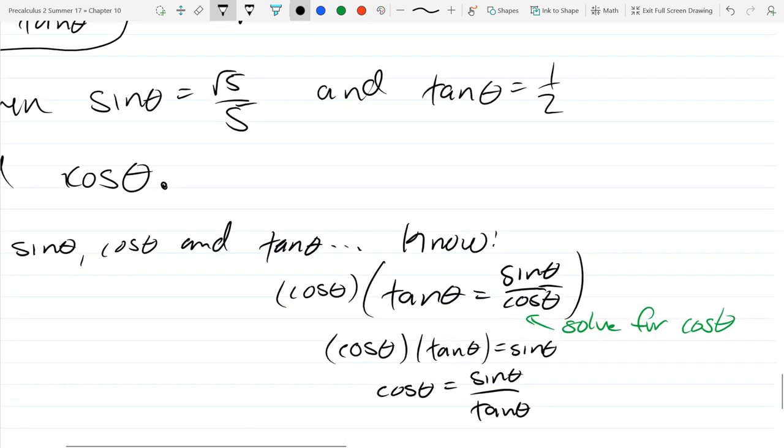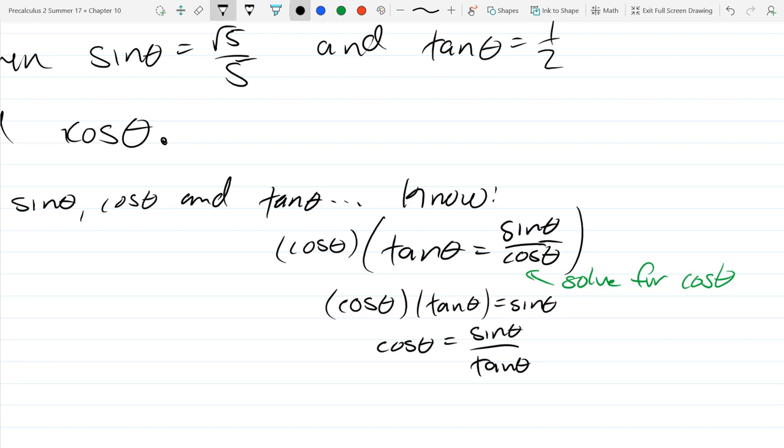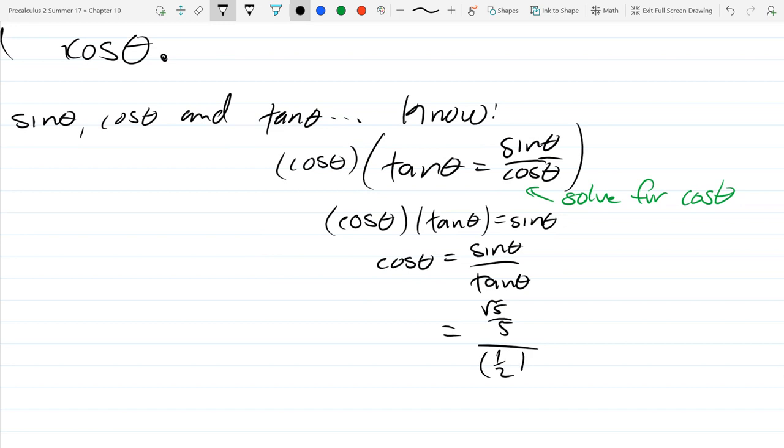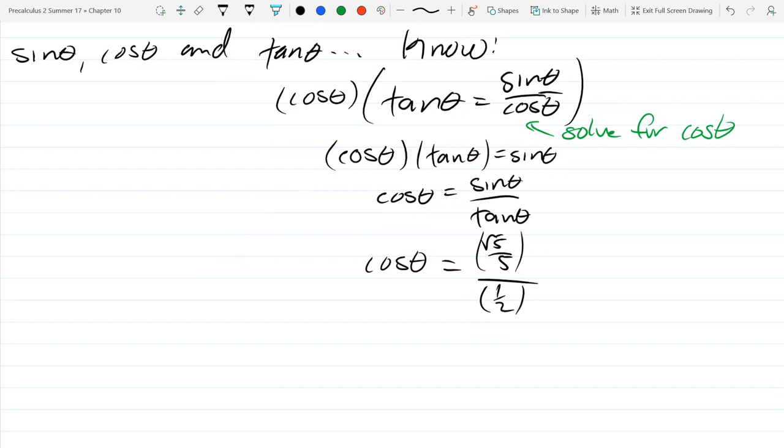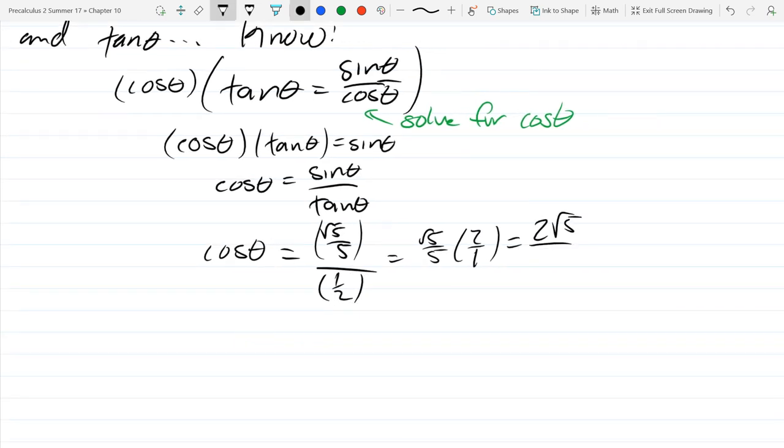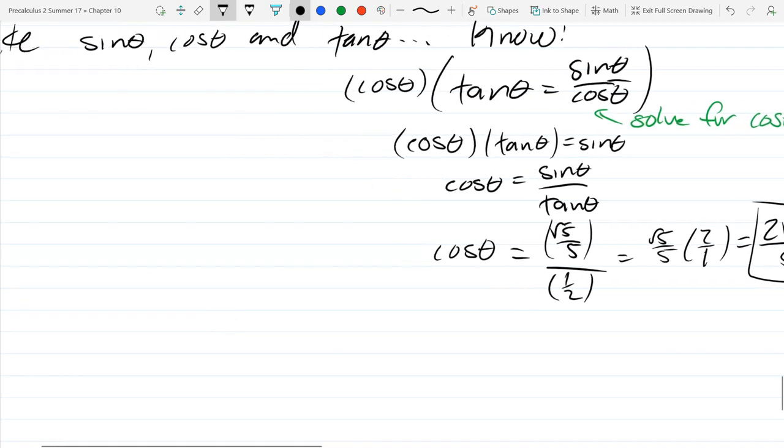Now, I know the values for sine and tangent, so I'm just going to take the two values at the top of the screen and drop them in. Sine is square root 5 over 5, divided by tangent, which is 1 over 2. This WebWork will accept unsimplified answers, but I do not want to see multi-story fractions as answers. So the only thing to do here is multiply by the reciprocal. So you got 2 square root 5 over 5. My handwriting's pretty ugly. 2 square root 5 over 5. There we go. And that is our cosine value right there.